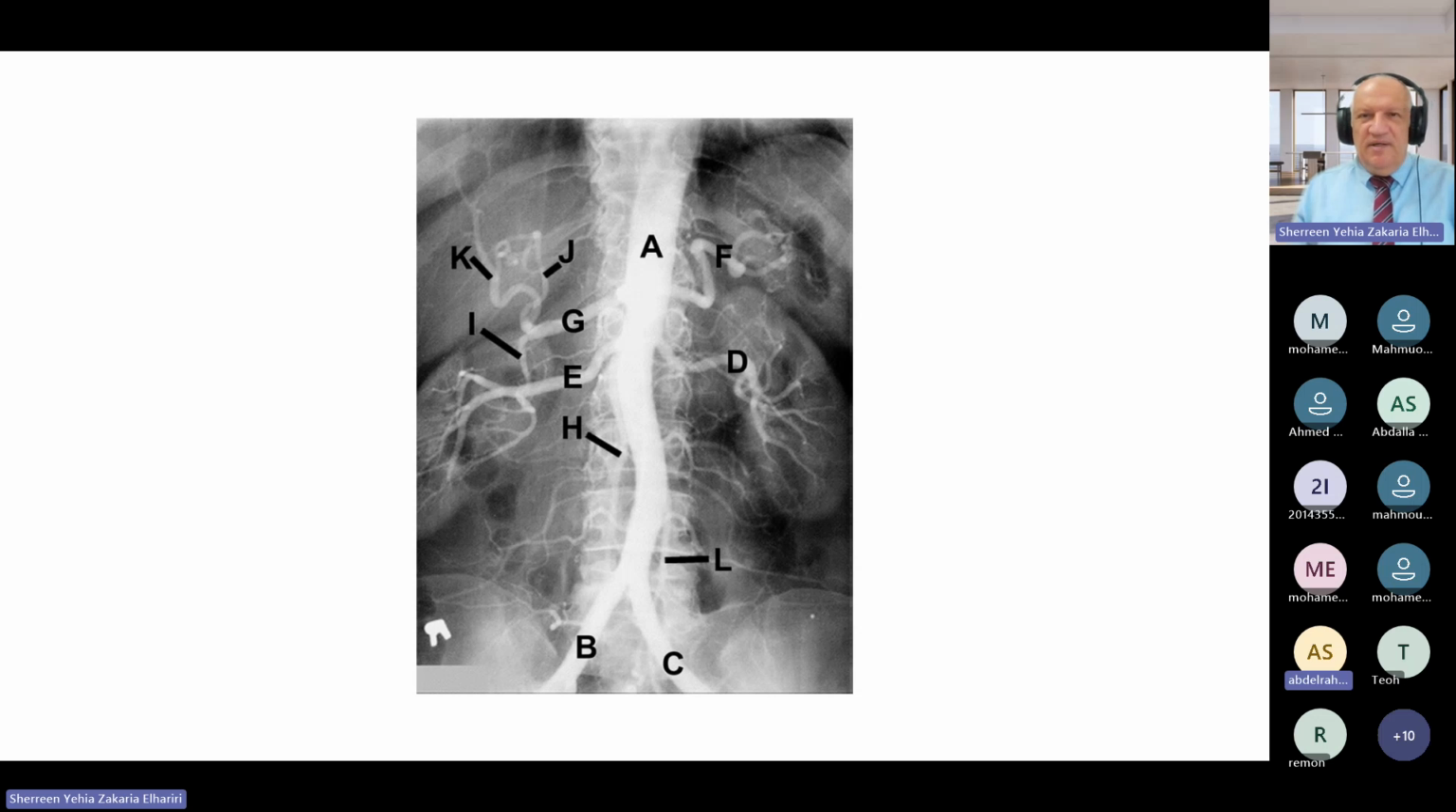What about F? What is F? F, it is the splenic artery. Splenic, because it is corrugated, irregular. Yes. Okay, we have two irregular arteries in the body. Two irregular arteries. One in the head and neck, one is splenic. What is the one in the head and neck?